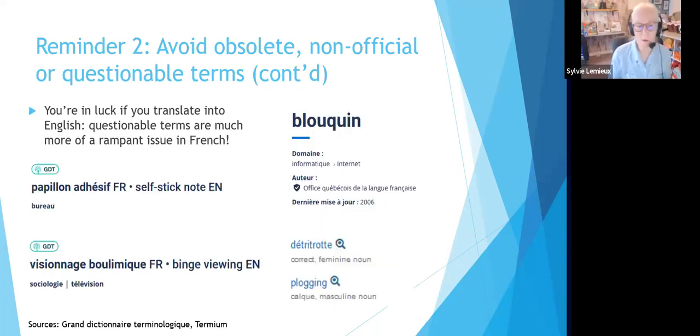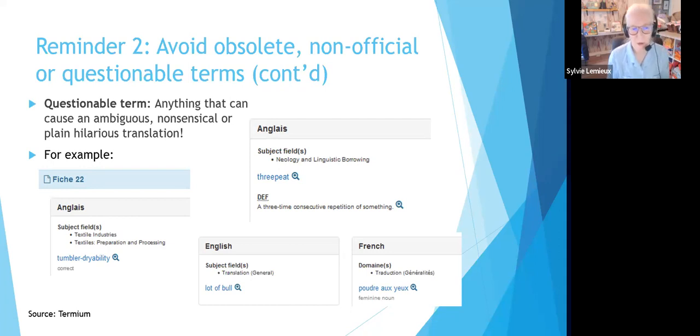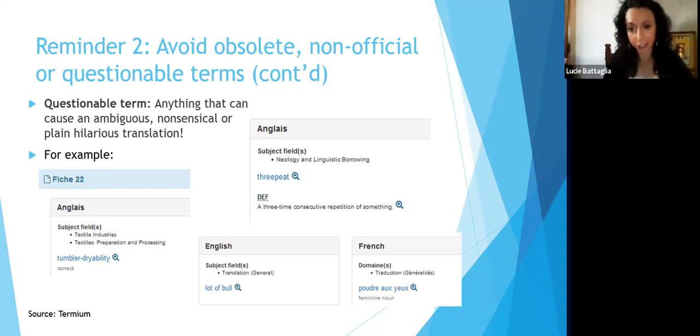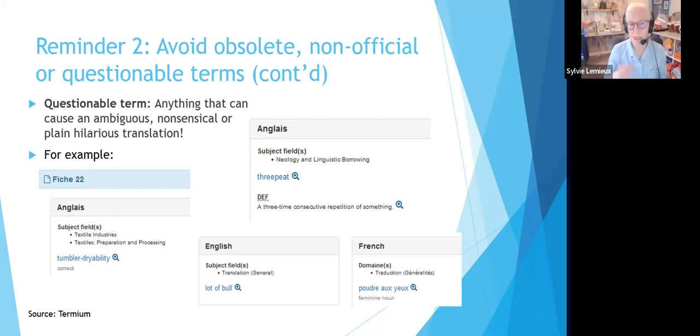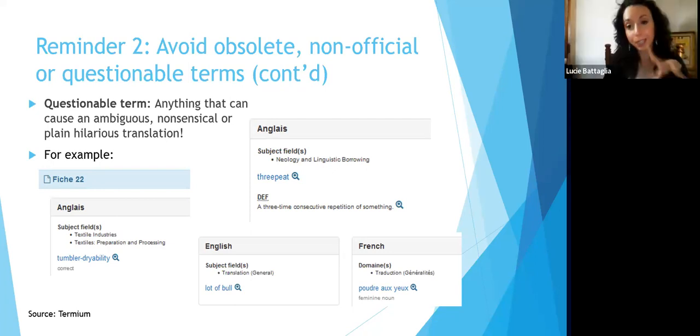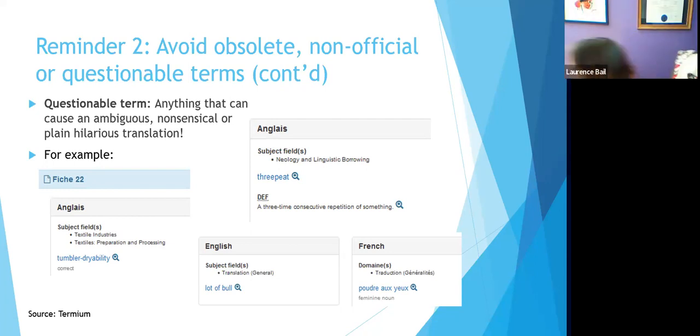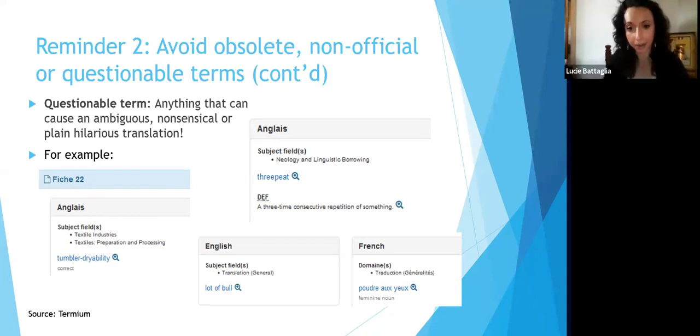But Lucie, it's correct. Tumbler dryability. Dryability, it's not very much in use. But it's not in use, so we cannot, okay. We'll see that with the search method. There's one step where you actually go and check if it's in use, if it's part of common language.